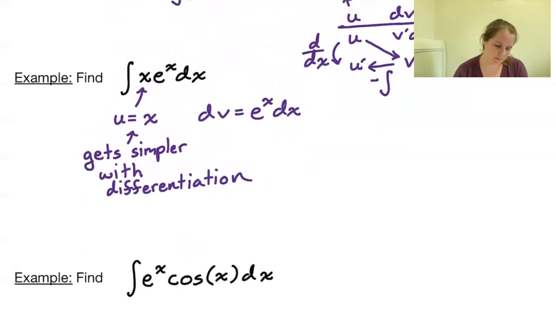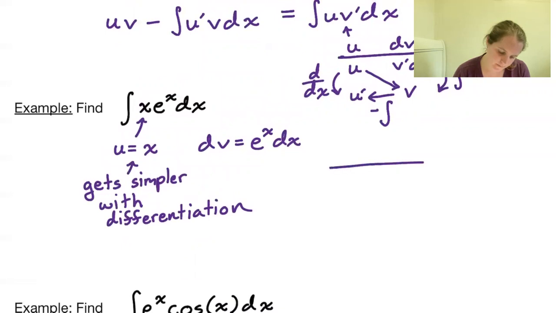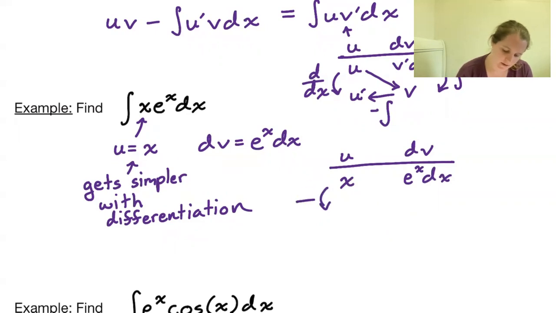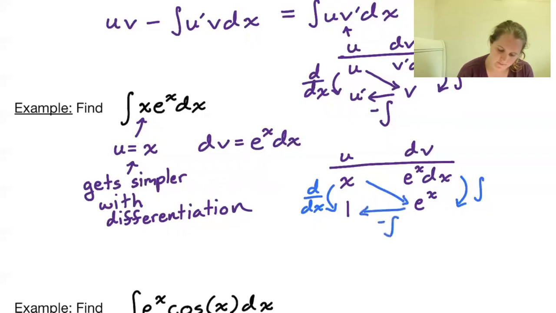So if I set up my little table, here's my u and dv. I have x e to the x dx. I'm going to take the derivative going down. So going down, I'm going to take the derivative. And on dv going down, I'm going to take the integral. I'm now looking at 1 when I take the derivative and just e to the x as I take the integral. And then I'm going to multiply these together and then subtract this integral.